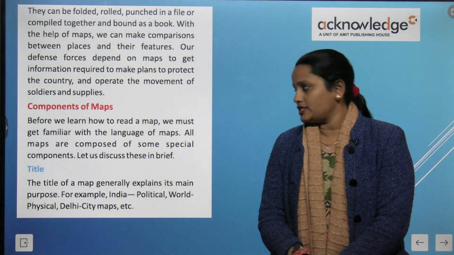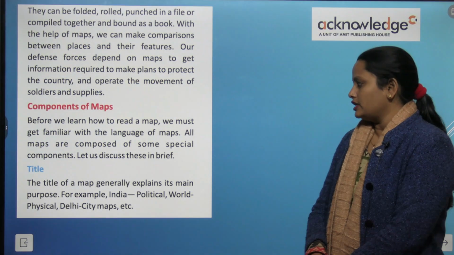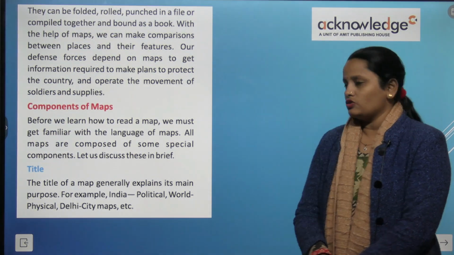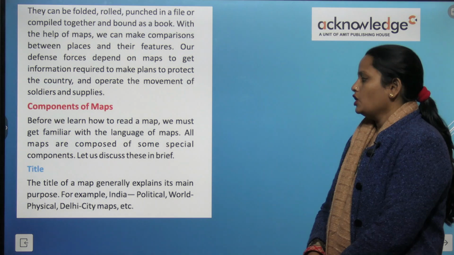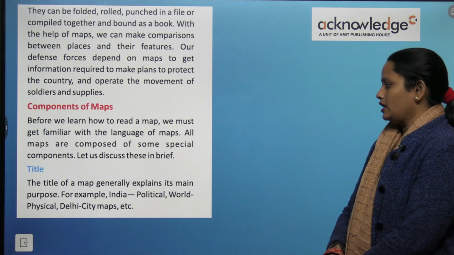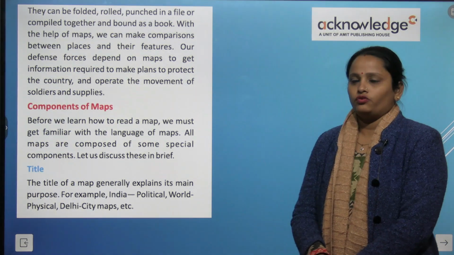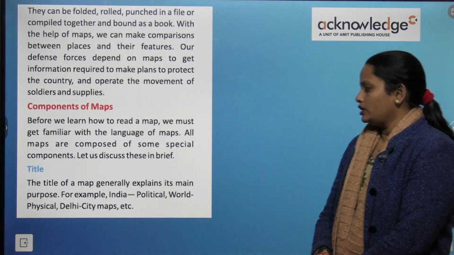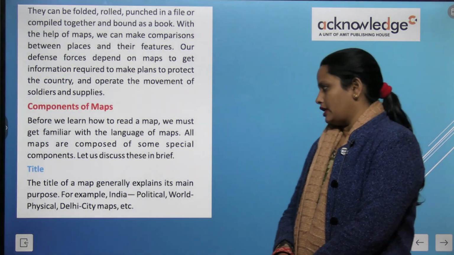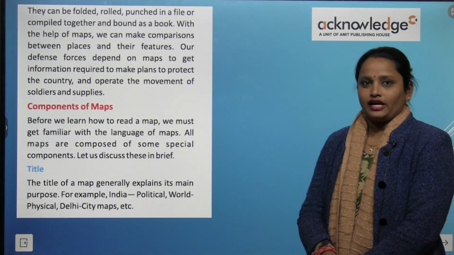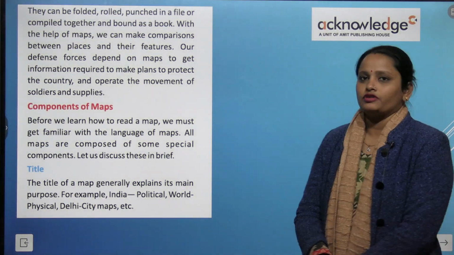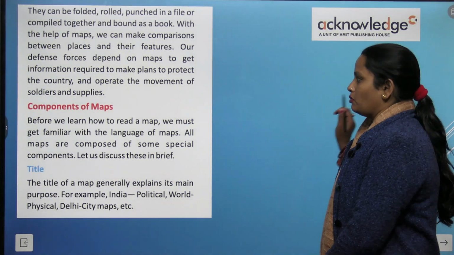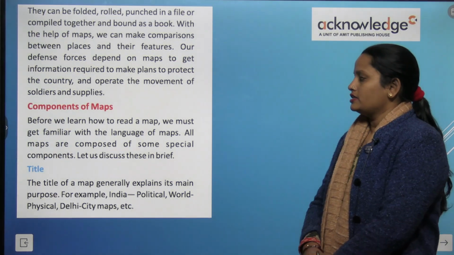The first is the title. The title of a map generally explains its main purpose. जो मैप का टाइटल होता है वो उसके मेन पर्पस के बारे में बताता है. For example, India, Political, World, Physical, Delhi City maps. सो इंडिया का पॉलिटिकल मैप आप देख सकते हो, टाइटल उसमें लिखा रहता है, इंडिया पॉलिटिकल लिखा रहता है, या वर्ल्ड फिजिकल लिखा रहता है, या दिल्ली सिटी मैप्स वगैरह. इस टाइप के और भी बहुत सारे मैप्स you can see.